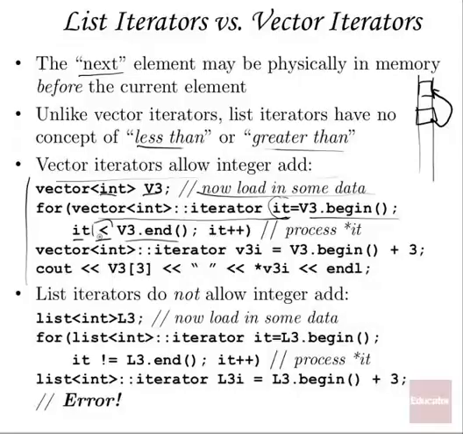So as long as this is less than the last element, this loop will continue going. And here's the plus plus. And then inside this loop, we will process the dereferenced pointer to the iterator, which points into the vector. So you'll have a vector element, and you do some processing with that element.